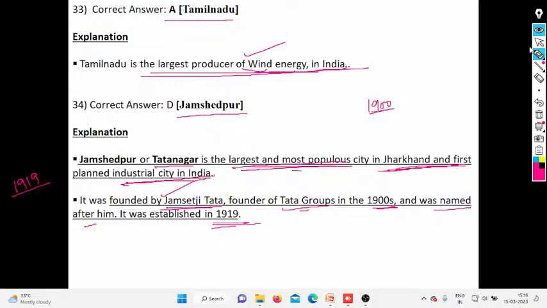Jamsetji Tata established it in 1919, and he was inspired by Swami Vivekananda in 1902. After Vivekananda came from the Chicago convention, he advised Jamsetji Tata to open a steel plant which would be for the welfare of the country, right?